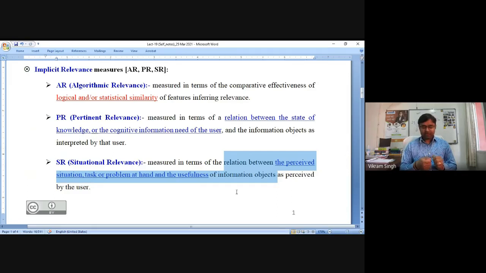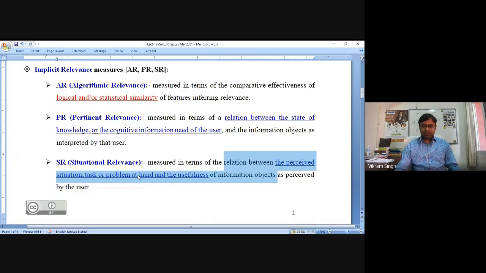Naturally, such a task is given to the user, and the user has applied a query, and you can have some sort of AR based and PR based relevance measures, but it is very difficult to capture the user's behavior and perception about the situation and task. So there are very limited measures proposed under this category, and it is a complex situation because it captures the perception area of the user. Very few measures have been proposed which can be modeled into an algorithm.